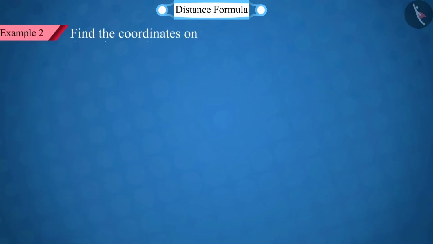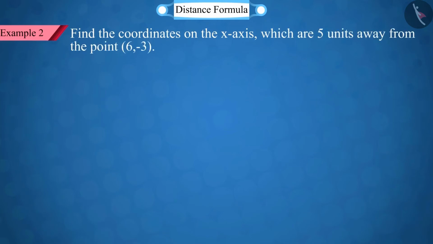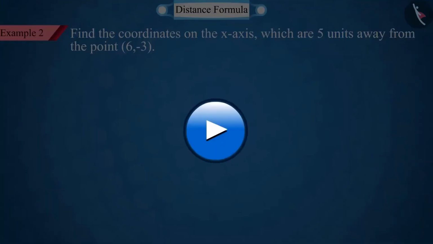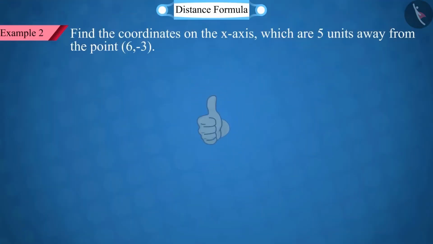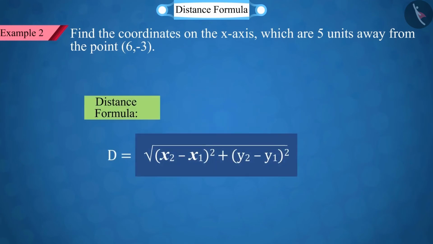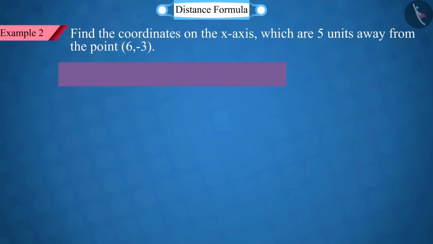Let's look at another example. Find the coordinates of the points on the x-axis, which is 5 units away from the point (6, -3). Pause the video to solve and then check your answer. Can you tell what we have to do first? Right answer. For this, we will take the help of the distance formula.